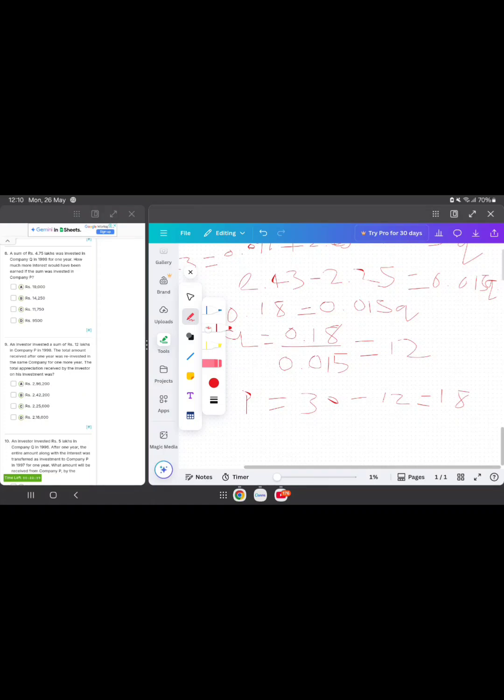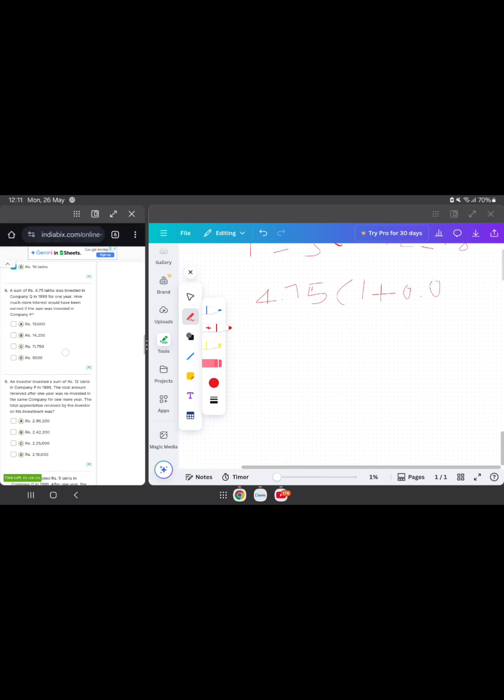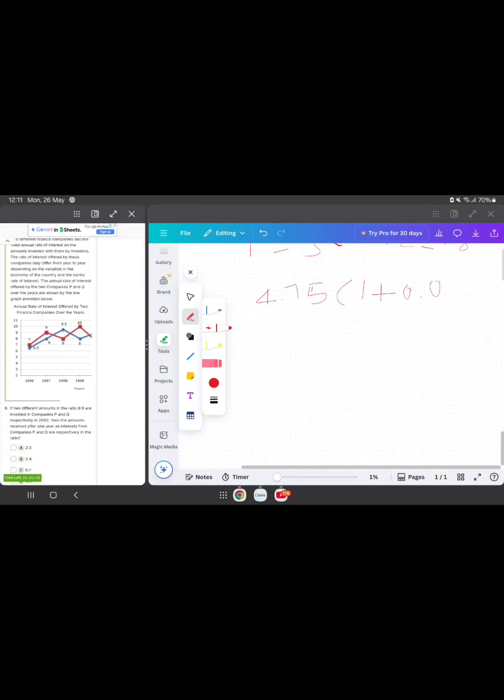Okay, and then question 8 says a sum of 4.75 lakhs was invested in company Q in 1999 for 1 year. How much more interest would have been earned if the sum was invested in company P? So 4.75 was invested in Q. Let's look at the interest rate in 1999 first. For Q it's 8% and for P it's 10%.